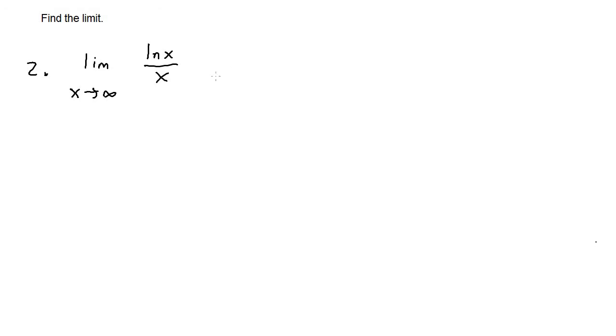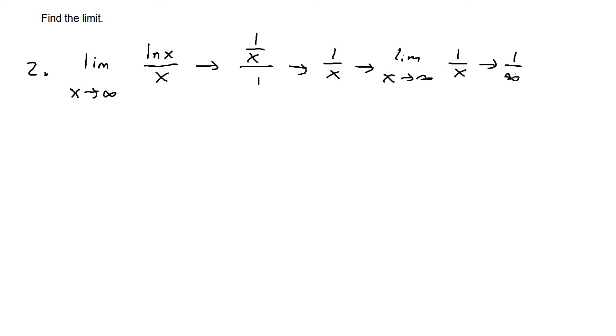So if I go back to the original limit, once again we're going to take the derivative of the numerator and the derivative of the denominator. So the derivative of the natural log of x is just going to be 1 over x, and the derivative of x is just 1. 1 over x over 1 is just 1 over x. So now we can rewrite the limit as x approaches infinity of 1 over x. If I use direct substitution, we get 1 over infinity, and 1 divided by a very large number gets closer and closer to 0. So the limit is going to be 0.